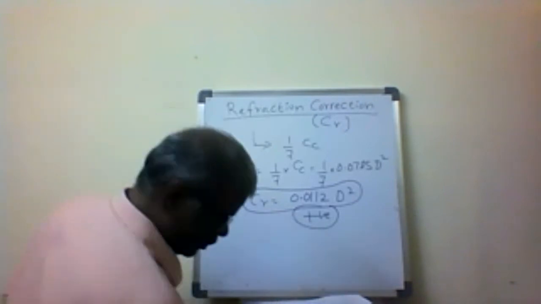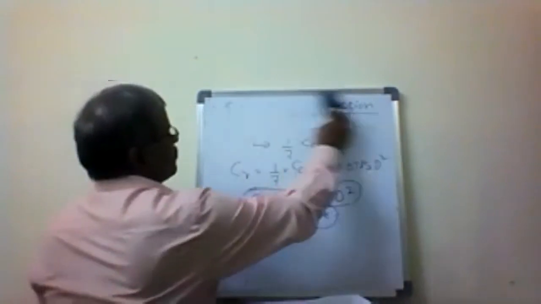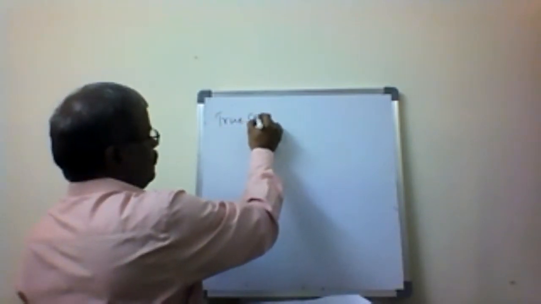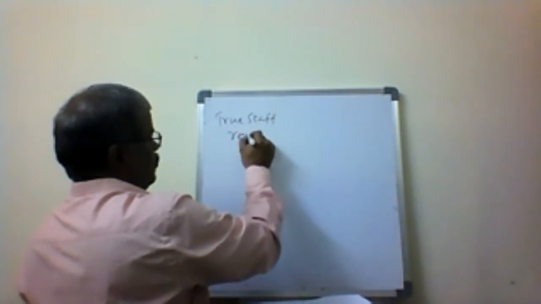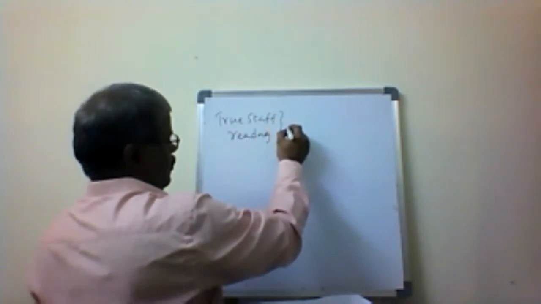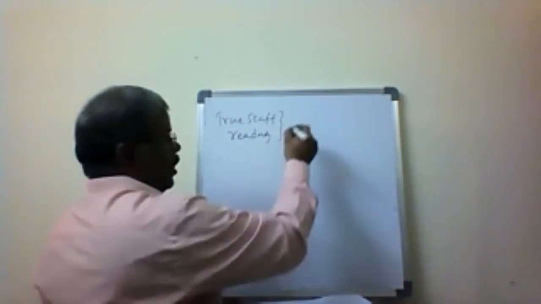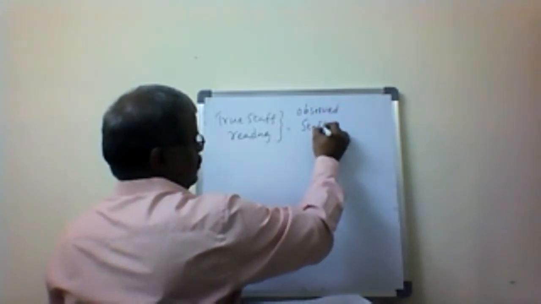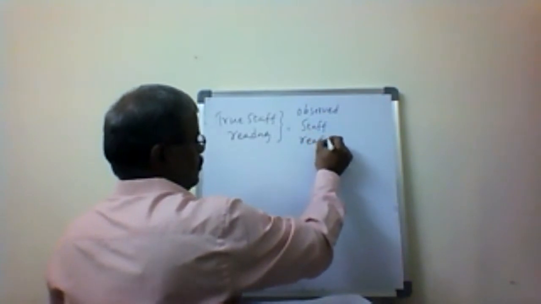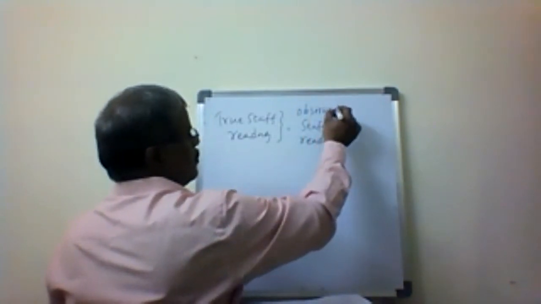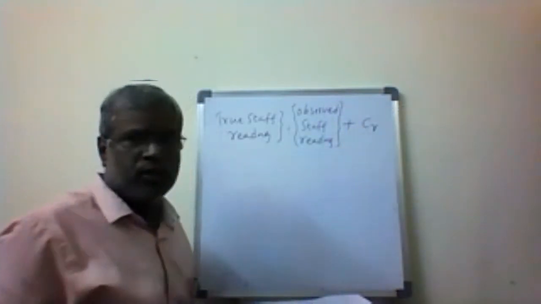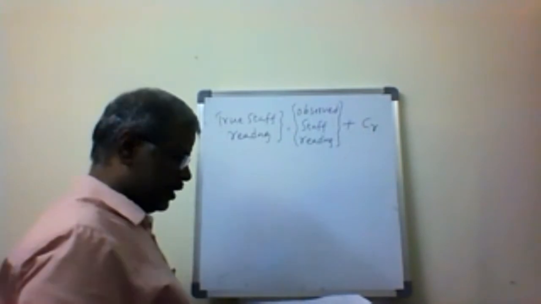Then true staff reading is equal to observed staff reading plus CR. That is going to be the refraction correction. CR is going to be added.